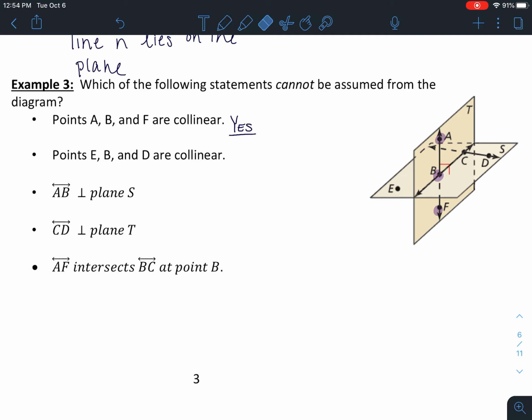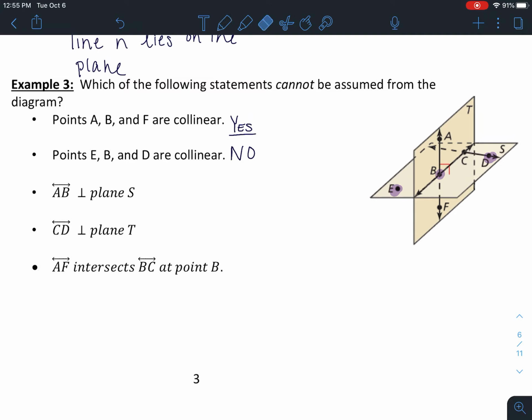Points E, B, and D, so again, let's highlight those. E, B, and D are collinear. Well, there's not a line going through them, so because there is no line going through them, we cannot assume that they are collinear.